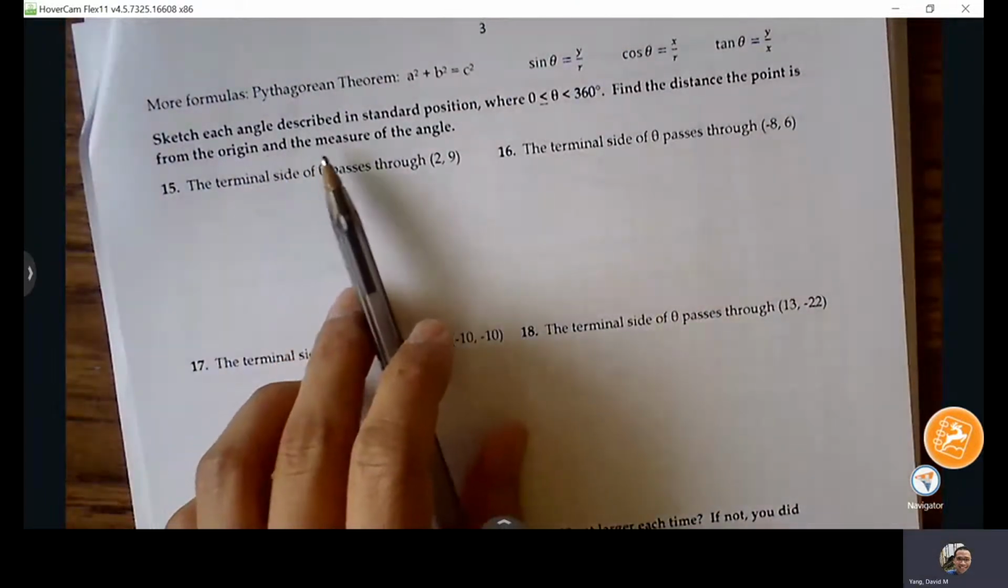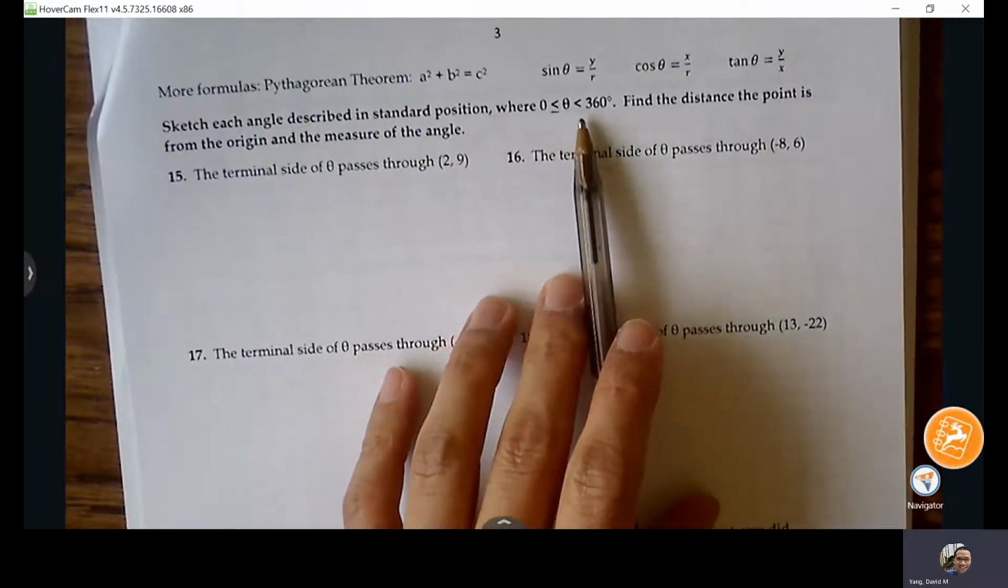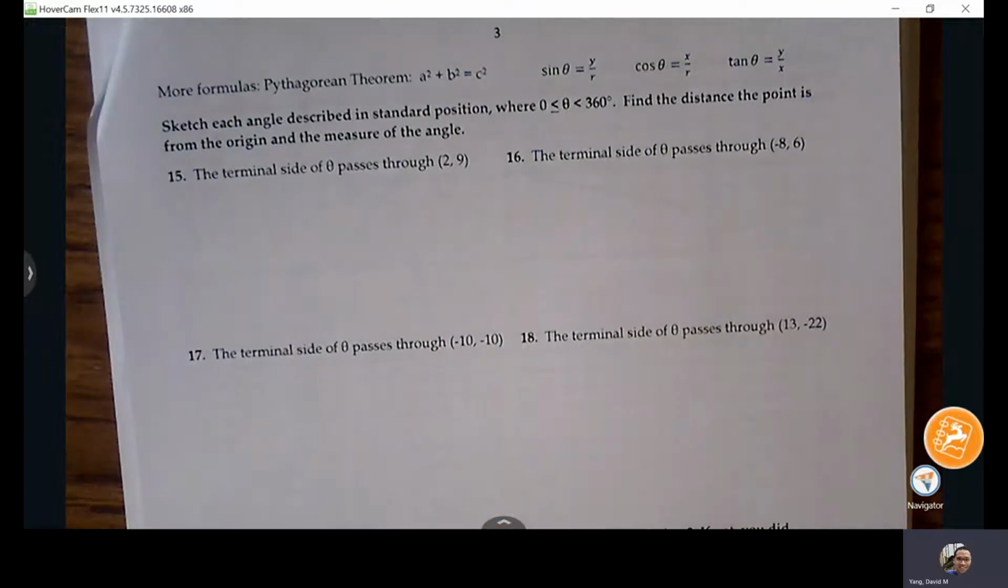Okay, sketch each angle described in standard position where theta is between 0 and 360 degrees. Find the distance the point is from the origin and the measure of the angle. Yes, sir.